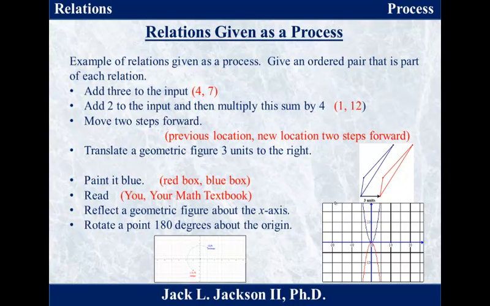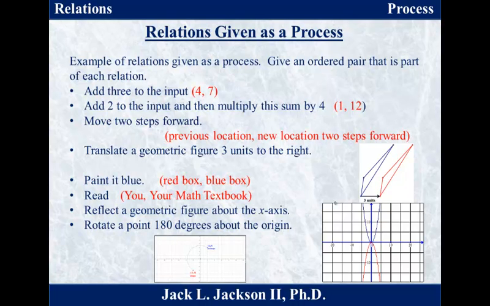Okay, the next one, add 2 to the input and multiply this sum by 4. For example, I could start with anything I want that would make sense here. So let's say we start with 1. We add 2 to that, we get 3. Multiply that sum by 4, we get 12. So we turned a 1 into a 12 by this process. So that generated the ordered pair 1, 12. 1 was the input, 12 was the output. If you want to think of this as a factory or a little assembly line or a machine, it turned a 1 into a 12.